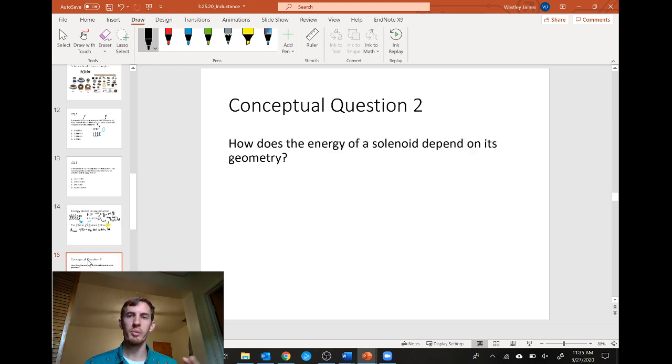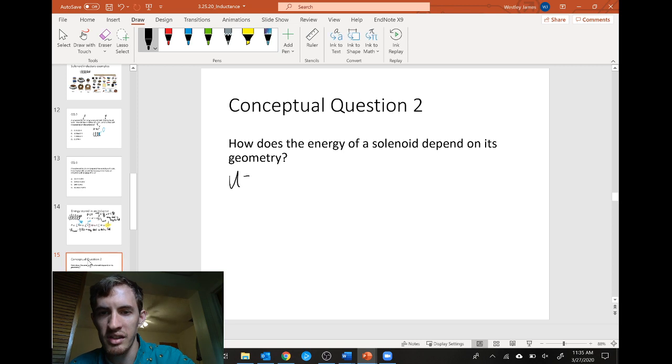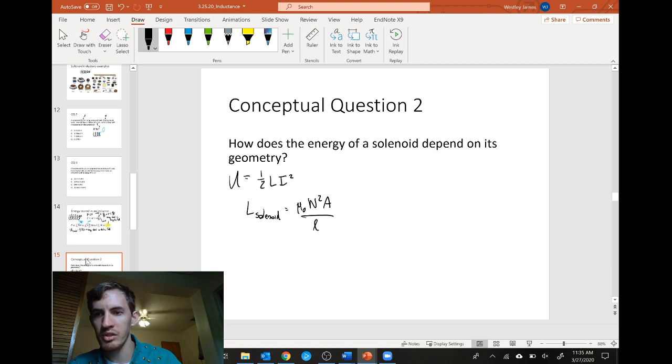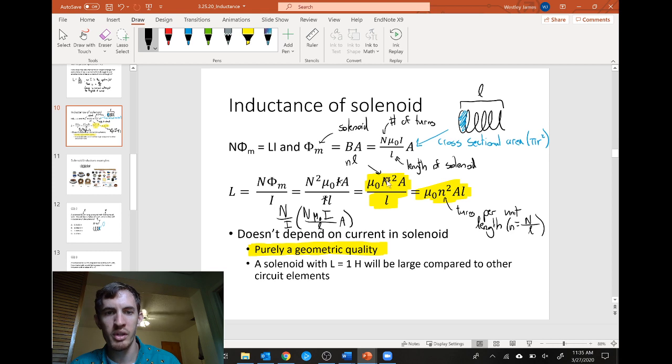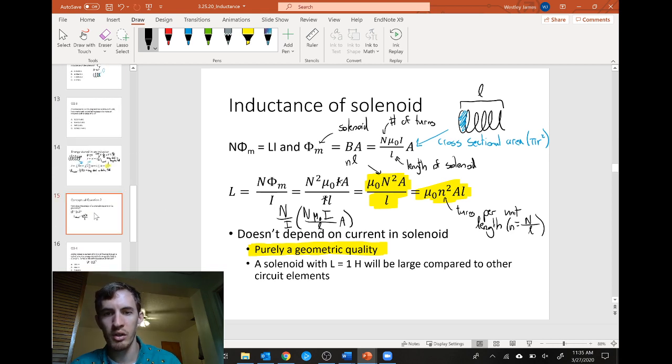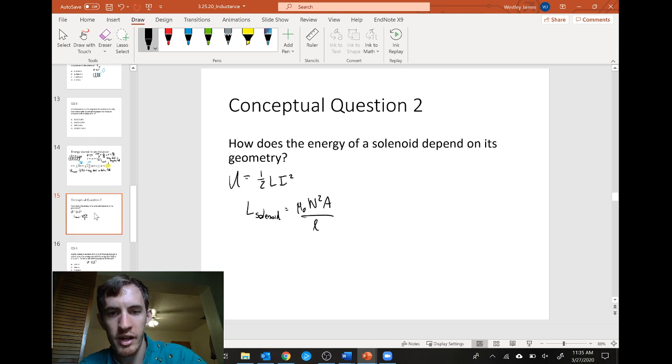So that was just a quick review of what we covered last time. So the question is, how does the energy of a solenoid depend on its geometry? Well, we just said that the energy equals 1/2 L i squared. And we know that the inductance of a solenoid equals mu naught N squared A over L. Remember, that was the one that I just quickly reviewed. Right here, the inductance of a solenoid, mu naught capital N squared, cross-sectional area over L, where L is the length of it. Or I'll put both versions here.